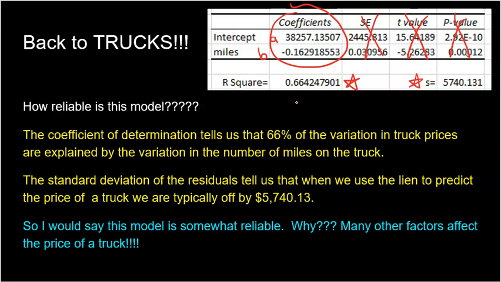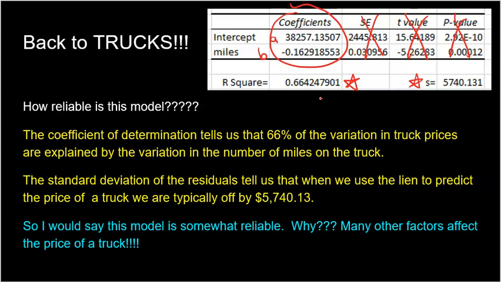All right, what does R squared tell me? Well, it tells me that 66% of the variation in truck prices, that's Y, is explained by the variation in the number of miles on a truck. So the number of miles on a truck clearly has something to do with the price, but it's just not a perfect something, right? It's a pretty good connection, but it's about 66%.